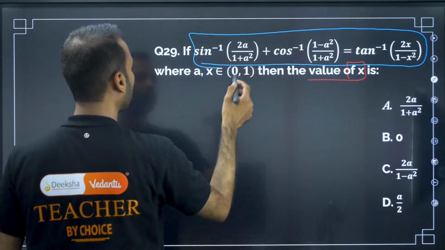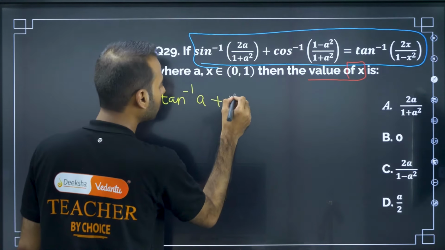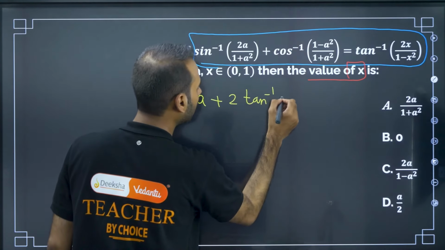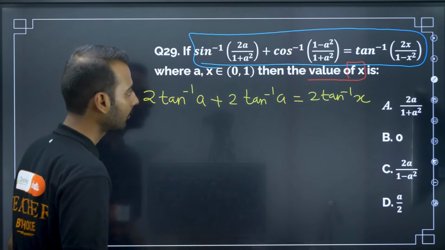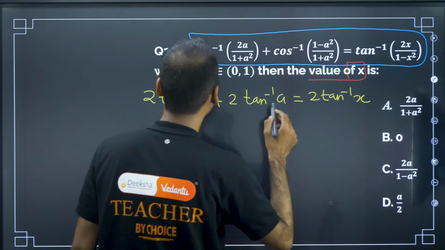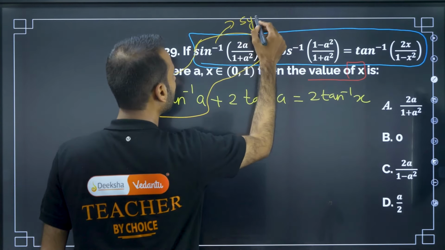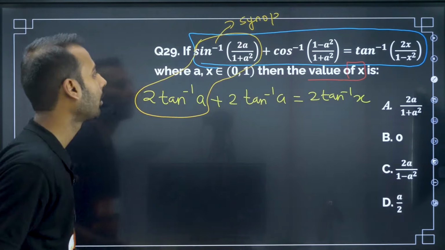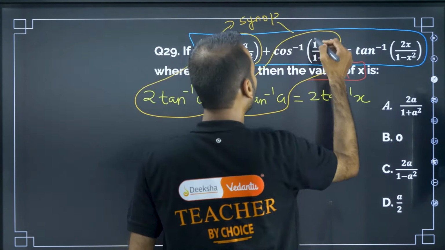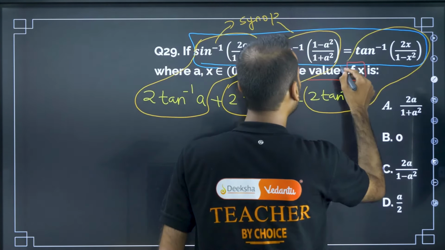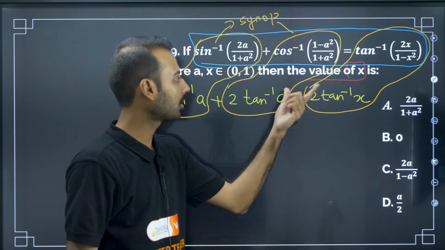Sine inverse 2a over 1 plus a square can be written as 2 tan inverse a, plus 2 tan inverse a, is equal to 2 tan inverse x. See here, this sine inverse of this is this; you take this as a synopsis point. Cos inverse of 1 minus a square over 1 plus a square, again this is also a synopsis point. 2 tan inverse x, again this is also a synopsis point. If you know the synopsis of inverse trigonometry, the things are very simple.